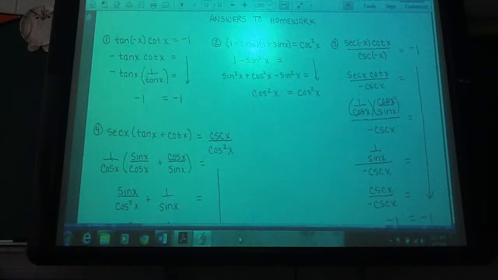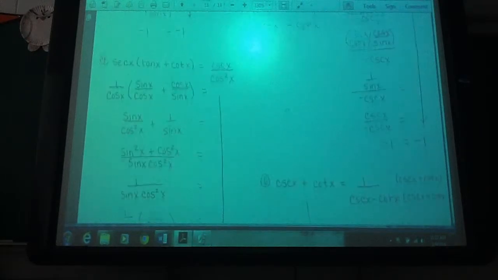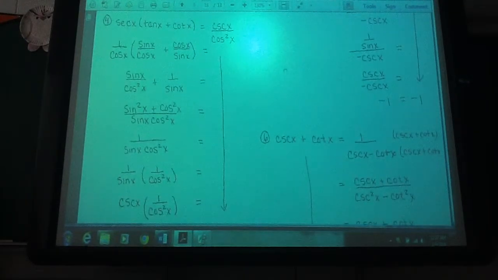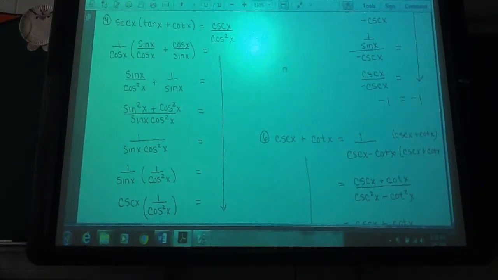Any others? There's 4. Well, most of 4. How did you get the sine x over cosine squared plus 1 from all of that?